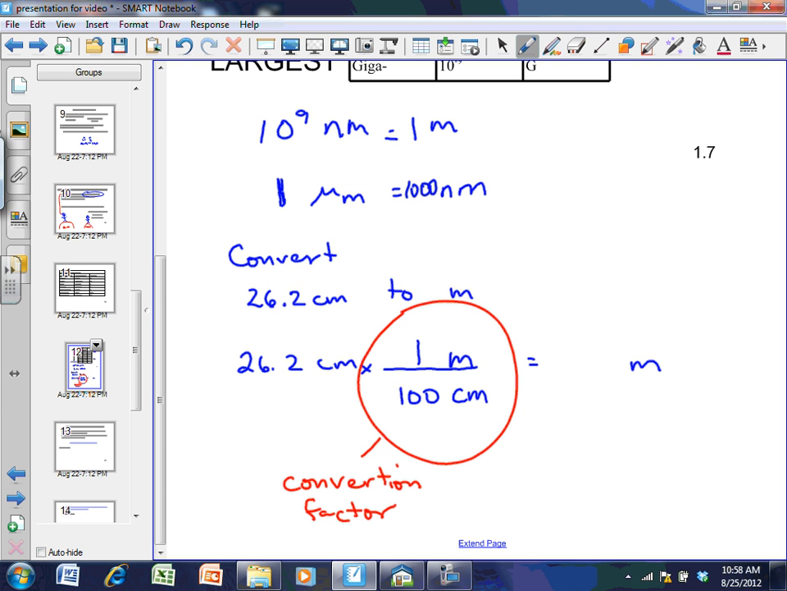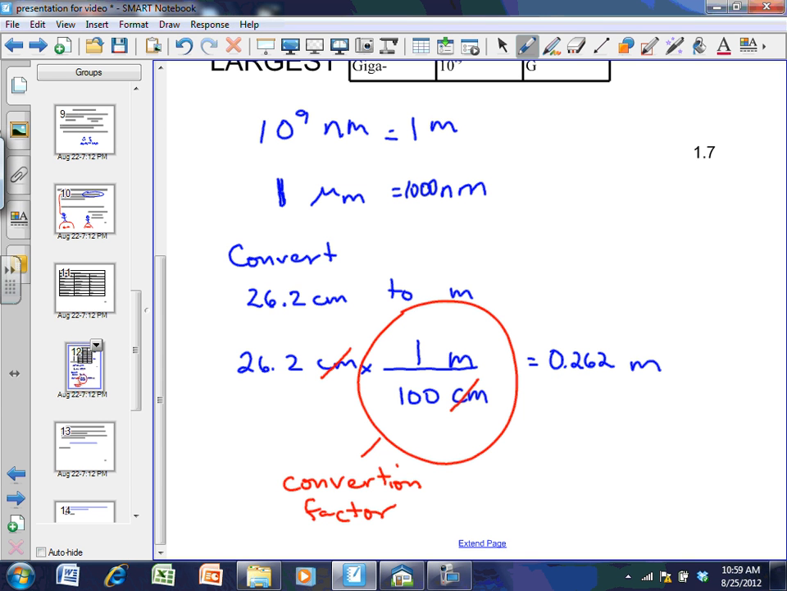Okay, so now what do I do on my calculator to make this happen? I hit 26.2 times 1 divided by 100. Okay, and then I get 0.262 meters. So that means 26.2 centimeters is equal to 0.262 meters. Note how the units behave like variables. The centimeters will cancel each other out. Okay, so that's important. Let the units cancel each other out.